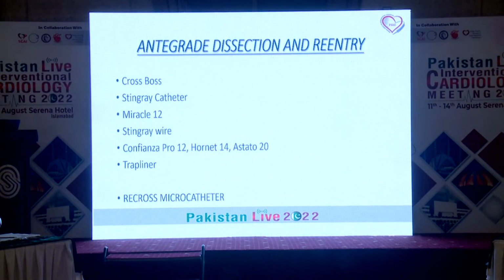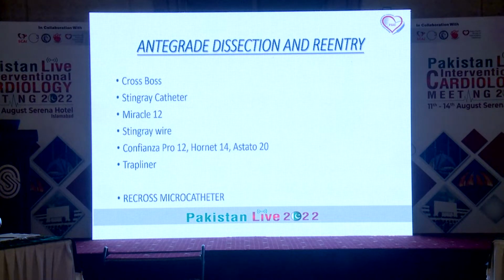Then we have antegrade dissection and re-entry. We have the CrossBoss Stingray catheter, the Stingray wire, Miracle 12 to stabilize the Stingray catheter. For re-entry, we can use either the Stingray wire or wires like the Confianza Pro 12, Hornet, or the Astato 20. And Trapliner, which I showed before, is very useful because once you sort of engage the Trapliner, it will not let the subintimal space to increase. So the success of your antegrade dissection re-entry will increase.